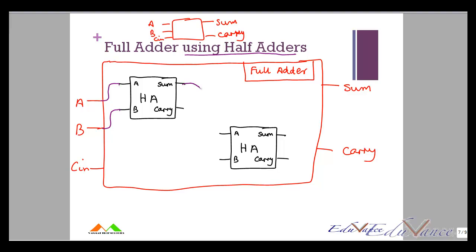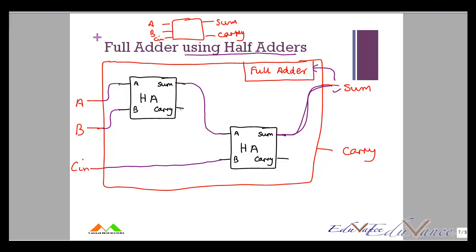The output of my sum goes to the A of the second half adder. The input C in goes to the input of my second half adder. The final sum of my half adder would be the sum of the second half adder. So the final sum of my full adder would be this, that would come from here.